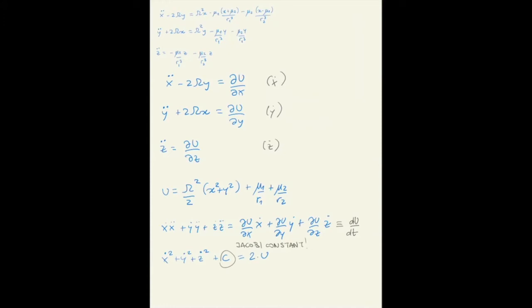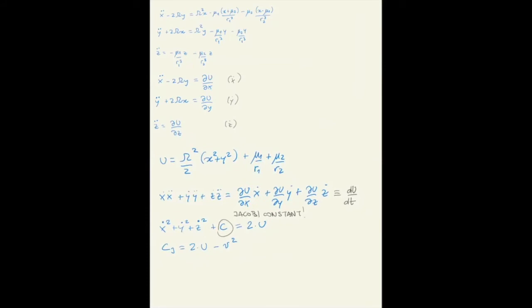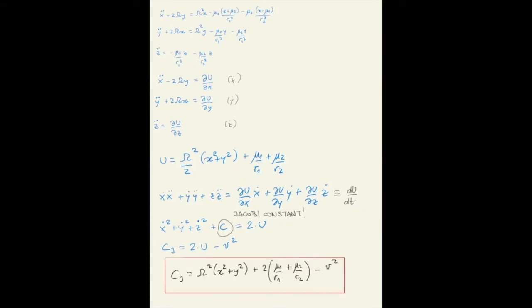So you can write C, with a subscript j for Jacobi, equal to twice the function u minus x dot squared plus y dot squared plus z dot squared, which is the square of the velocity. Now, if you substitute here the definition of u, remember these are velocities in the rotational frame.